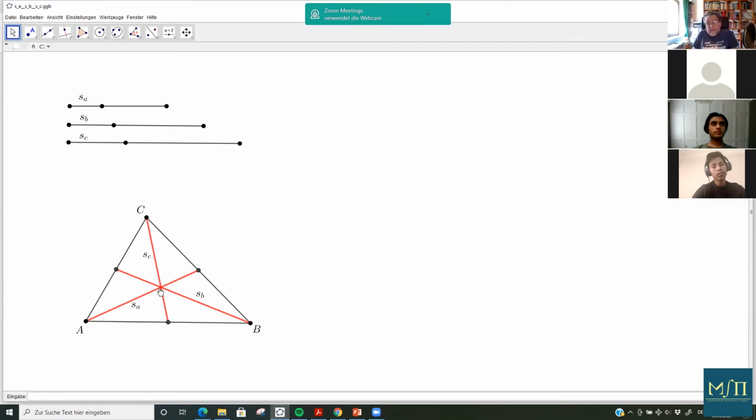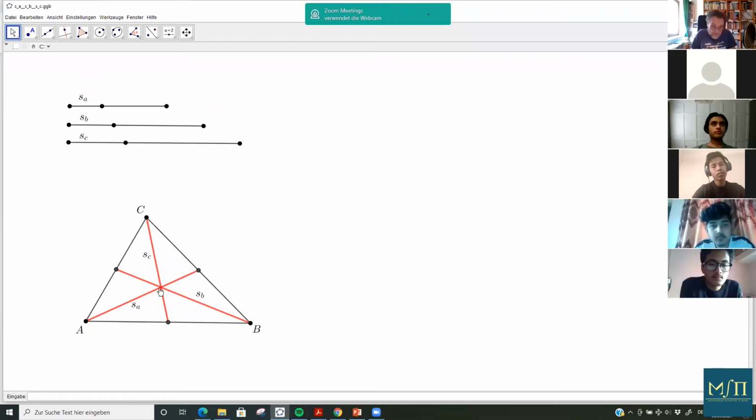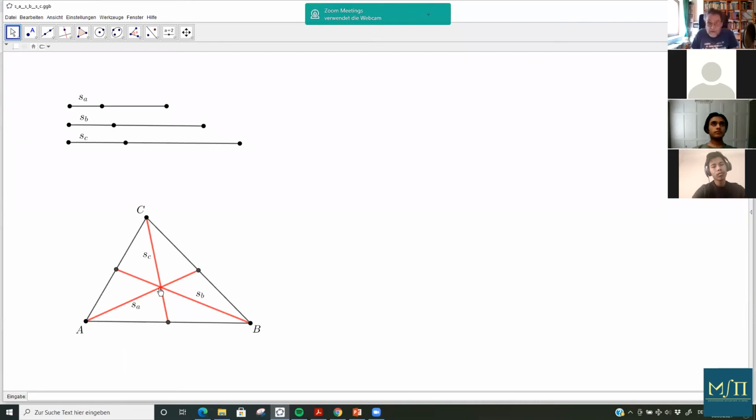And as I already mentioned when we were talking about the tools at the beginning, the centroid always divides each of these median segments into sections where the longer one, the one pointing toward the vertex of the triangle, is twice the length of the shorter one pointing toward the midpoint of the opposite side. So we're essentially dividing each of these medians into 3 segments of equal length by use of the centroid.